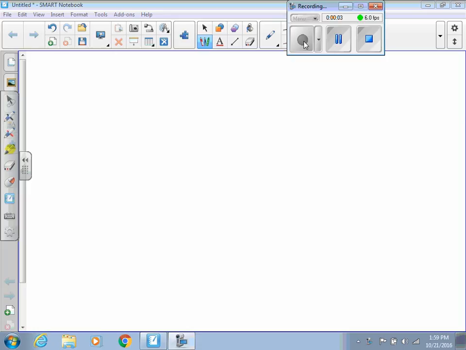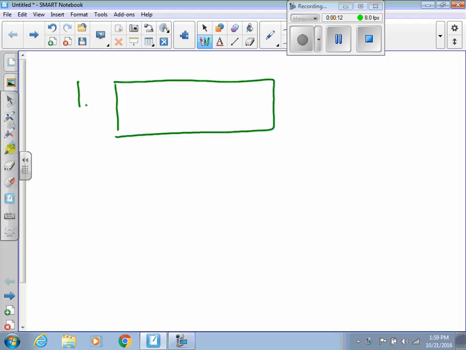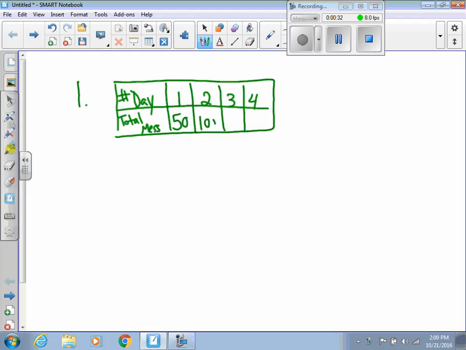On guided practice on page 272, we have a table on number 1 that represents the number of days and the total number of text messages. So number of days, total messages per day: 1, 2, 3, and 4 days. Starts out at 50 messages, goes to 100, 150, and 200.